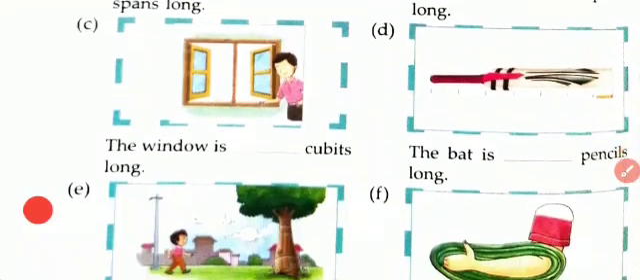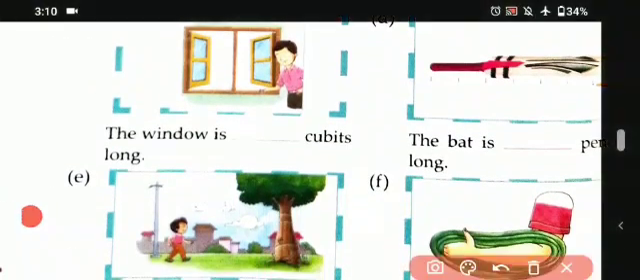Likewise, there is a window. The window is dash cubit long. We have to count it: 1, 2, 3, 4, 5. Okay students, that is 5 cubit. So we have to write it down here. And then there is a bat. It is being measured through the pencil. So how many pencils? 1, 2, 3, 4, 5, 6, 7. So we have to write 7 over here.